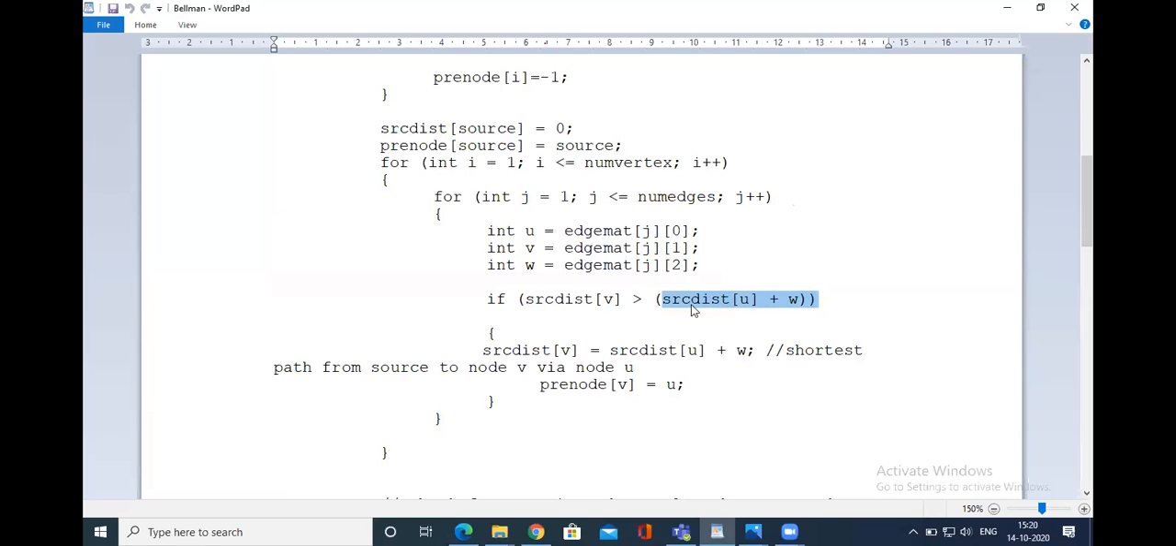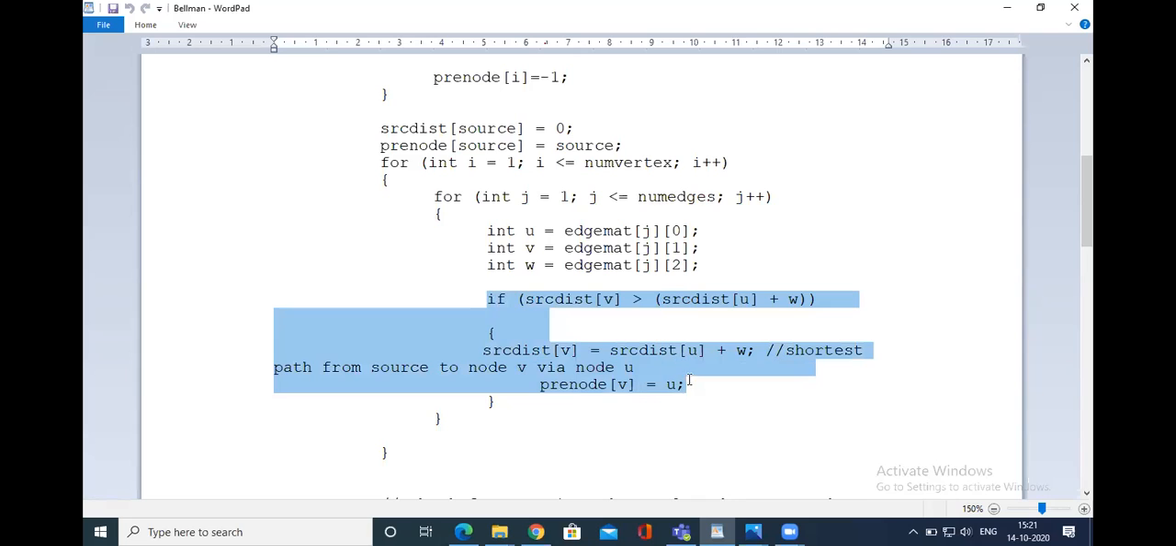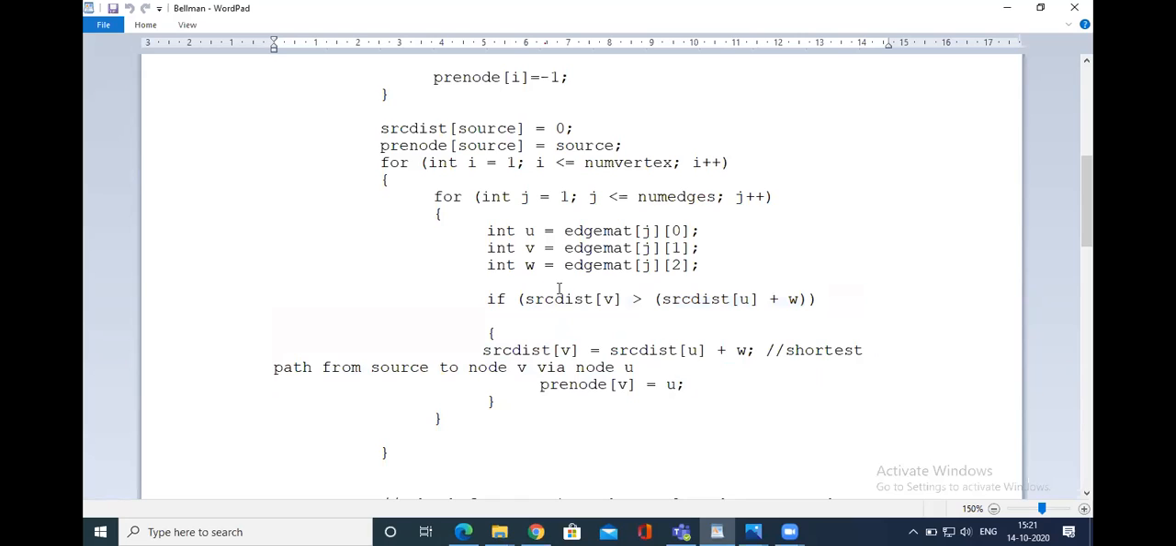Just explaining theoretically: between a pair of vertices u and v, if there is an edge, and if the distance of u plus the cost of the edge is less than the distance of v, we update the source distance of v. This is the concept I explained here. This if condition, if true, only then will it update, or else it will retain the same value for the cost.